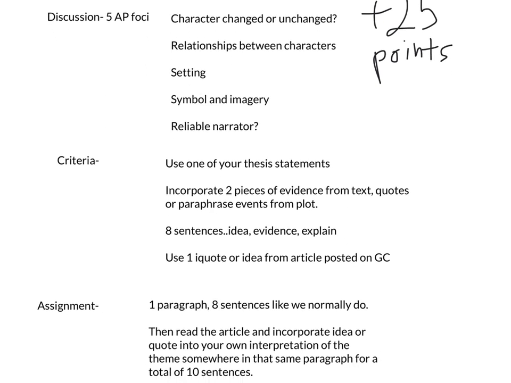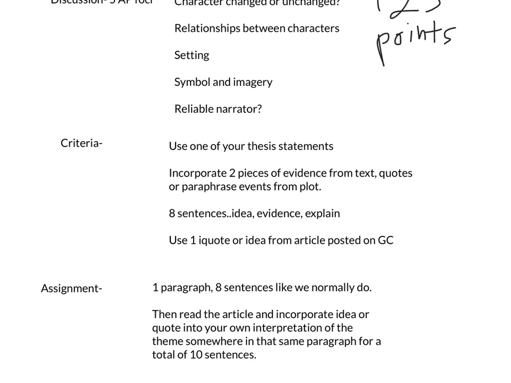Okay, so the criteria for our assignment is to use one of the thesis statements that you came up with on the previous assignment, and to use those two pieces of evidence from the text. They can either be quotes or you can simply paraphrase events from the plot. Just give me the heads up that that's what you're doing. And let's continue with what we've been doing all year. The 8 sentences. Start with the thesis, idea, evidence, explain, idea, evidence, explain, and then some sort of summary sentence.